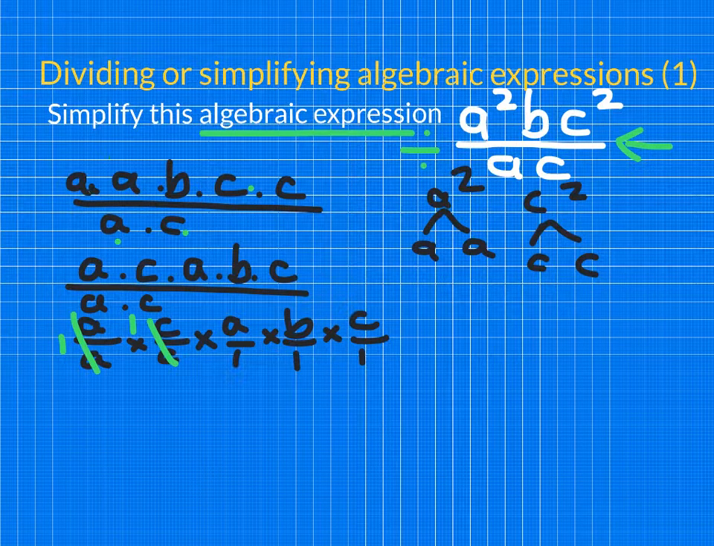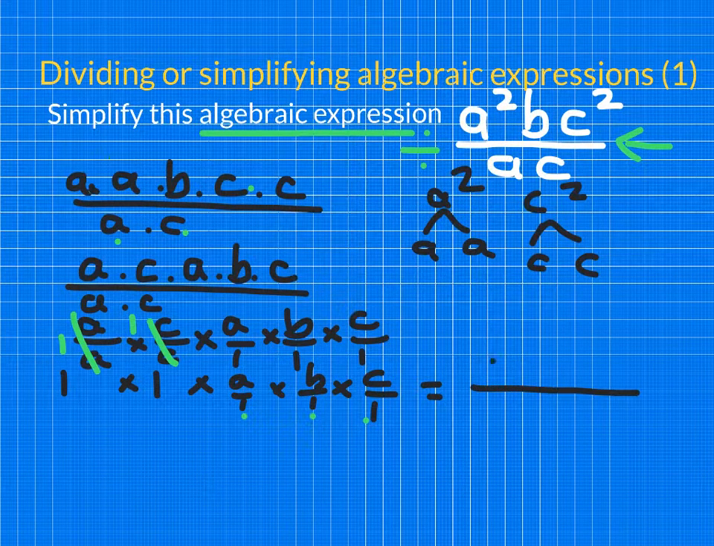And now let's write out and see what we've got. What we seem to have got here is a 1 multiplied by 1, multiplied by A over 1, multiplied by B over 1, multiplied by C over 1. Now, 1 times 1 is just 1, and now we can bring these three small fractions together to make one complete fraction, and so that will become, on the top, A times B times C, and on the bottom 1 times 1 times 1.